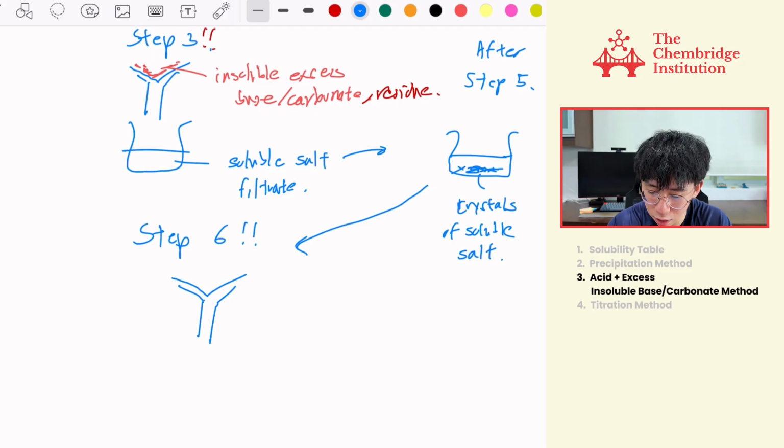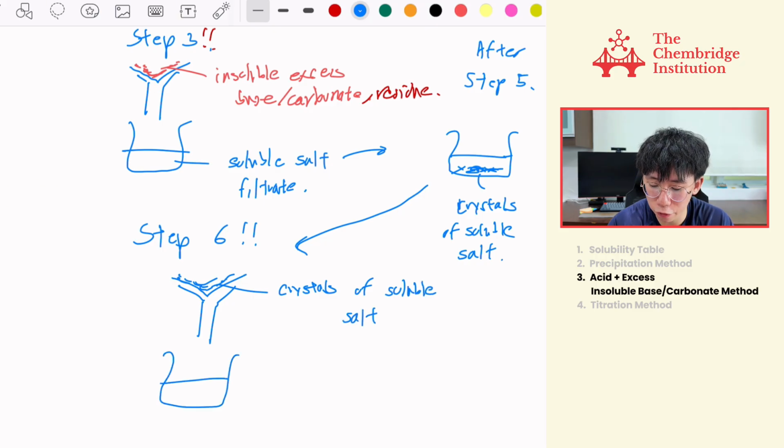So then you will have the crystals of our soluble salt as the residue, and for our filtrate, you'll still have the solution of our soluble salt. There's still going to be solution inside.